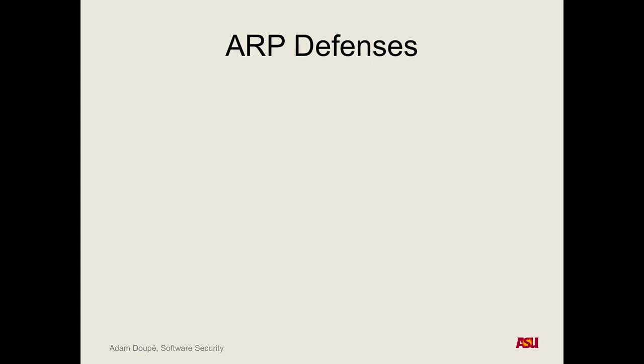So you just learned about the attack. How do you defend against this? You are protecting the network. What do you do to defend against this? Yes? Static ARP tables. Ooh, that's a good one. Yeah, you could statically program the ARP tables on each of the machines.